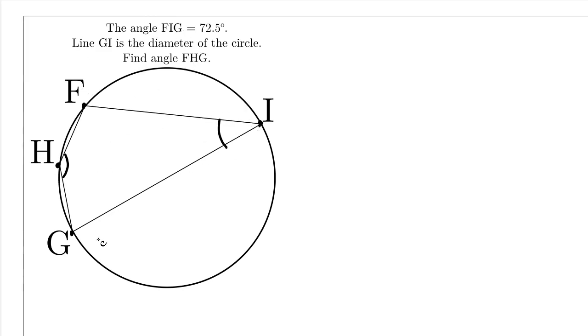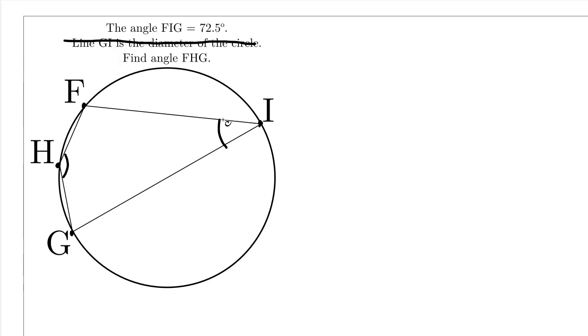Find the angle FHG. What about this middle sentence here? Line GI is the diameter of the circle. Now, you might think, oh, this is a semicircle, one of these angles must be 90 degrees. That only applies to triangles. That theorem, Theorem 2, only applies to triangles. This is a quadrilateral. This sentence here is just to confuse you. You can ignore it for this question.